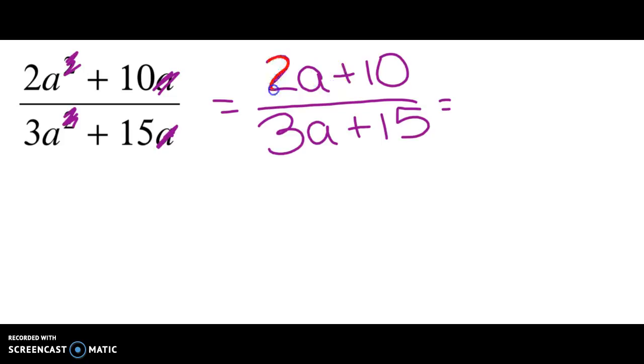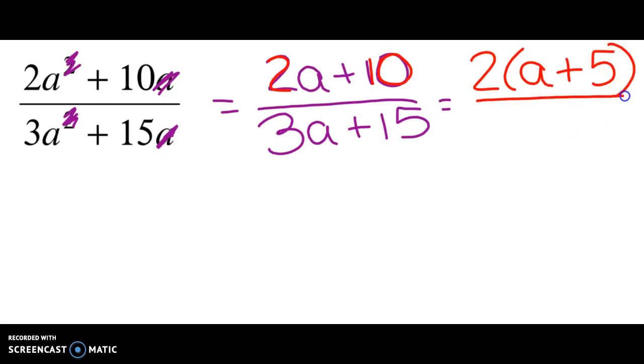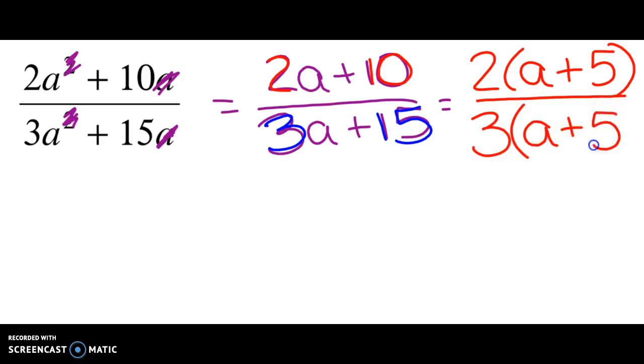So in 2 and 10, we have a common factor. We have a 2. All right, so we're going to factor out a 2. And so 2A divided by 2 is A, and then 10 divided by 2 is 5. Then we're going to take out here 3 and 15. That has a common factor. So the common factor is 3, so we're going to do 3. And then 3A divided by 3 is A, and 15 divided by 3 is 5.